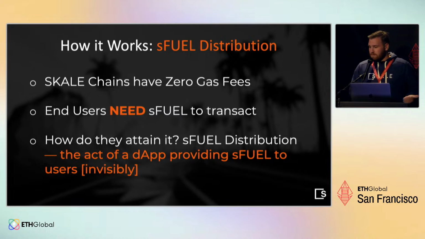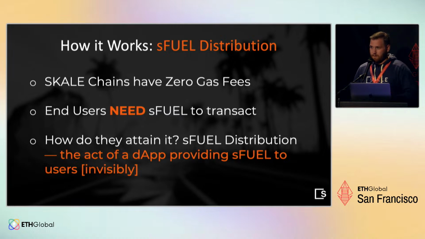So, Scale chains don't have any gas fees. End users need this S-Fuel to transact. So what do we do? We give it to them. But you'll notice the very last word on the slide is "invisibly." Zero gas fees, very fast, great user experience. How do we do that?